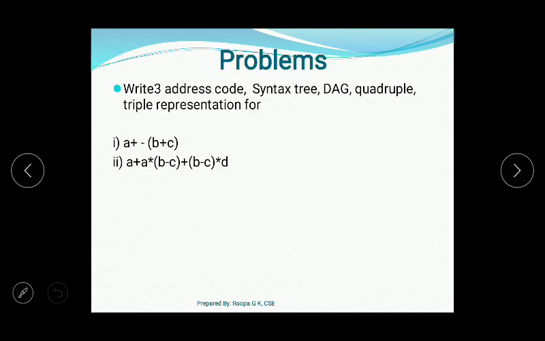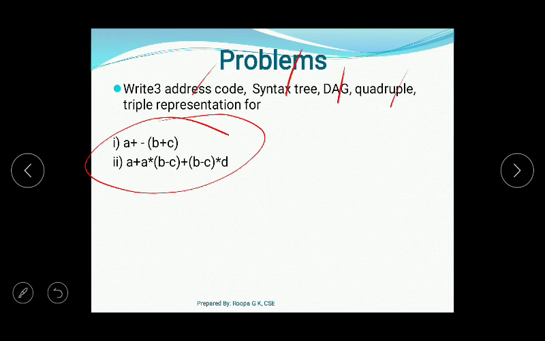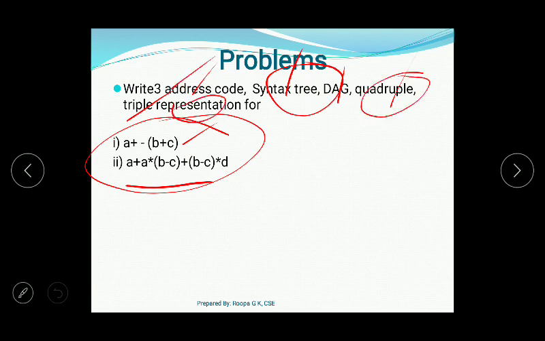Some problems let us discuss. I solved these two. Write 3 address code, syntax tree, DAG, quadruple and triple representation for A plus minus of B plus C and A plus A star. Same example. We already wrote the syntax tree and DAG. Let us discuss 3 address code also, and quadruple and triple representation.